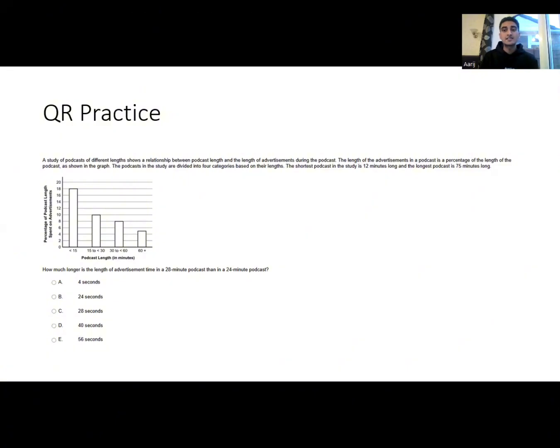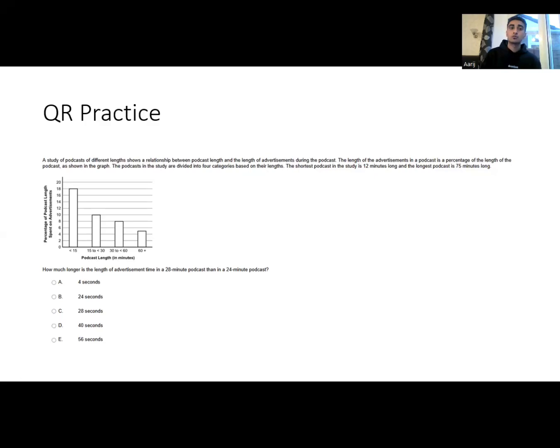Obviously, 10% of 4 minutes is 0.4 minutes. If you look at the answer, it wants it in seconds. So to go from minutes to seconds, obviously we times by 60. You do 0.4 times 60, and that gives you an answer of 24 seconds. Okay, so that's the QR done.